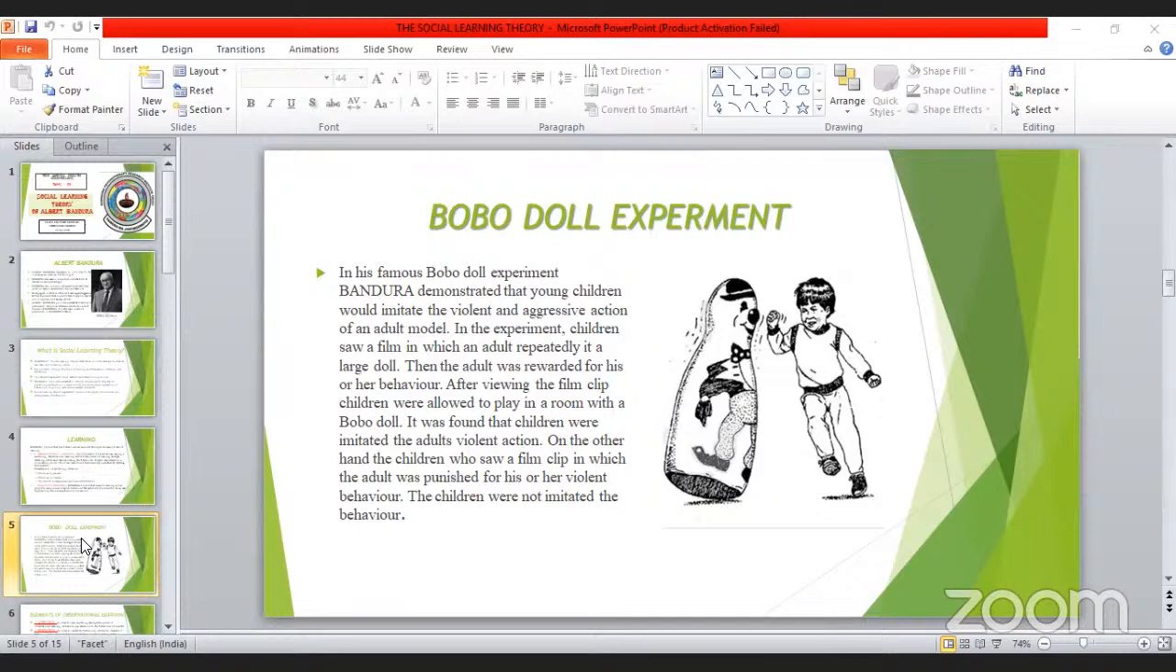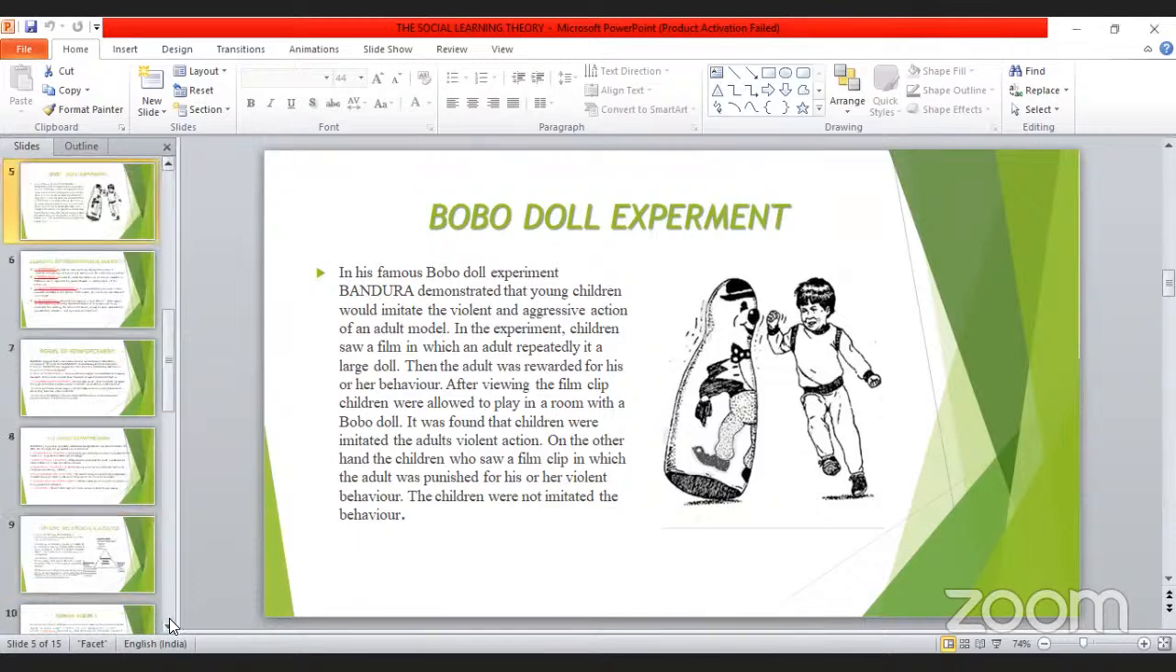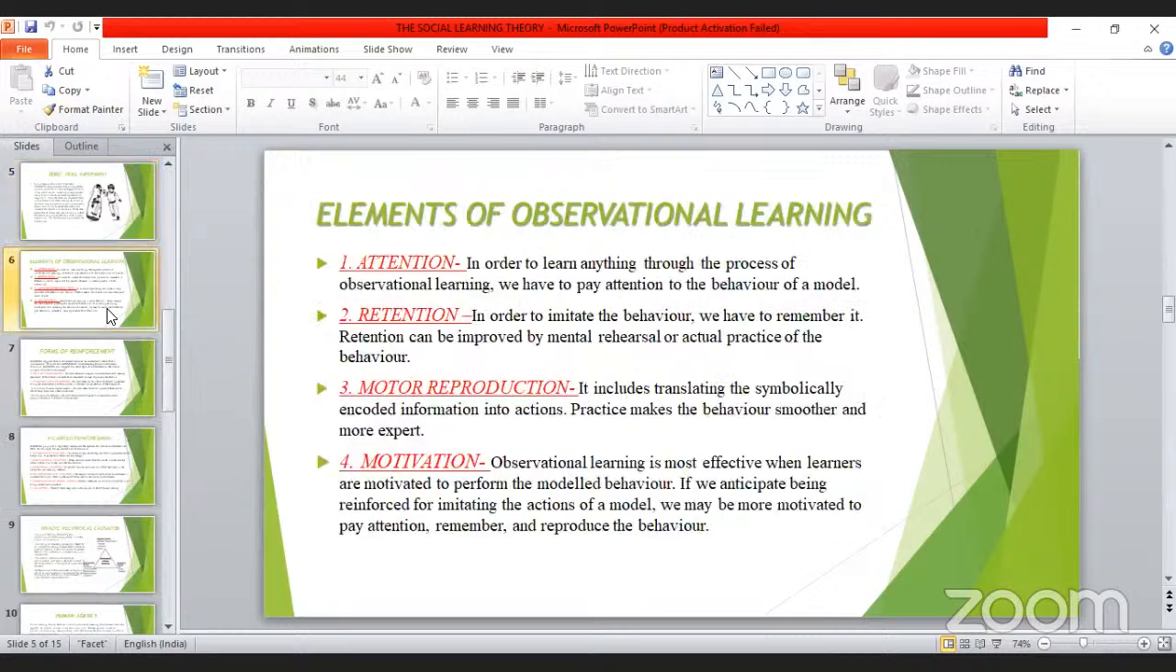Next, what are the elements, the processes of observational learning? The first process is attention. People cannot learn anything without paying attention. In order to learn anything through observational learning, we have to pay attention to the behavior of the model. The observer attends to those behaviors that are simple and promise to have functional value.